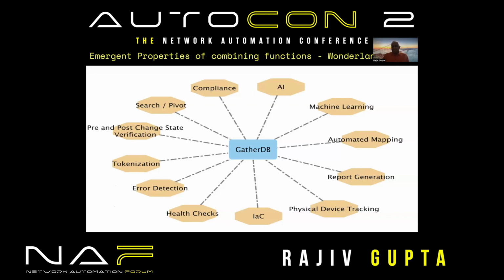And you can detect errors. You can check to see if your devices are config compliant. Like I said earlier, pre and post configuration verification. And when I say tokenization, I mean specifically taking small chunks of a large amount of configs. And specifically what I mean there is configlets for Arista devices.